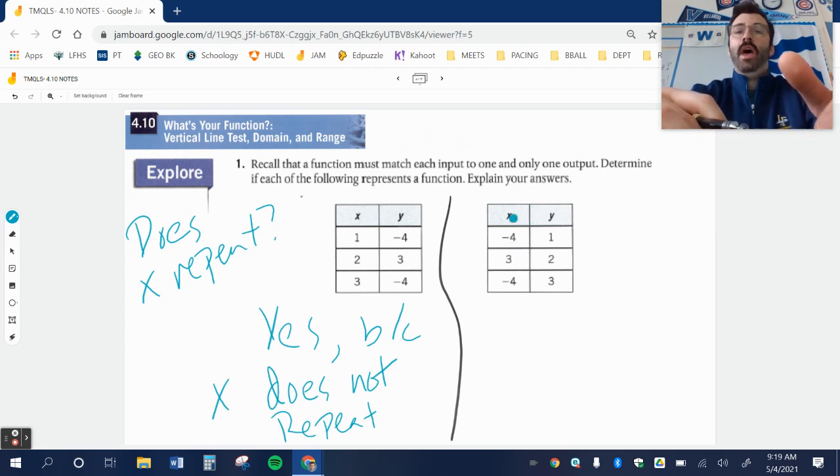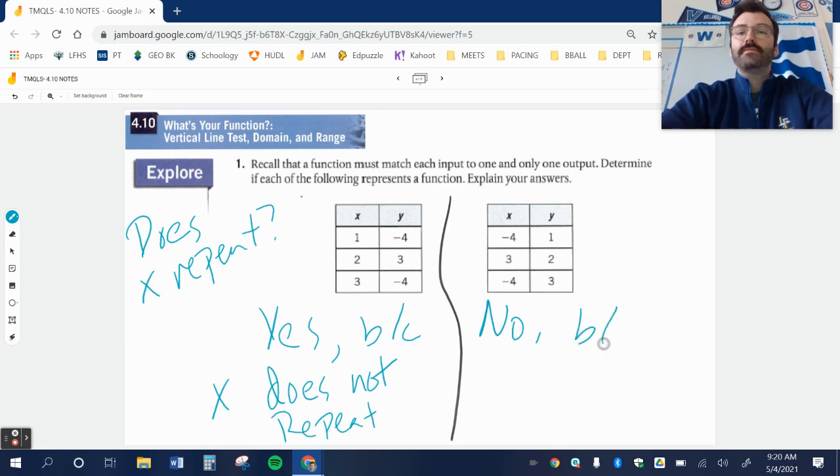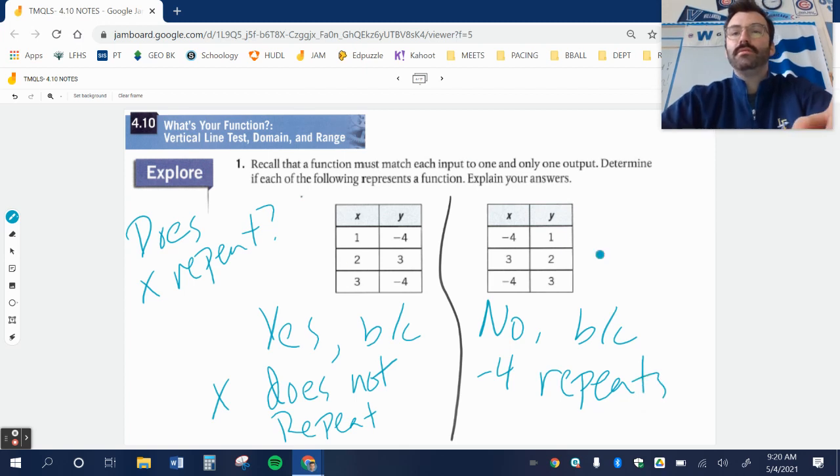So now they flip it. And now y's become our x's or x's become our y's. So this, if you look here, -4 repeats and is the x, so it's a no, because -4 repeats.